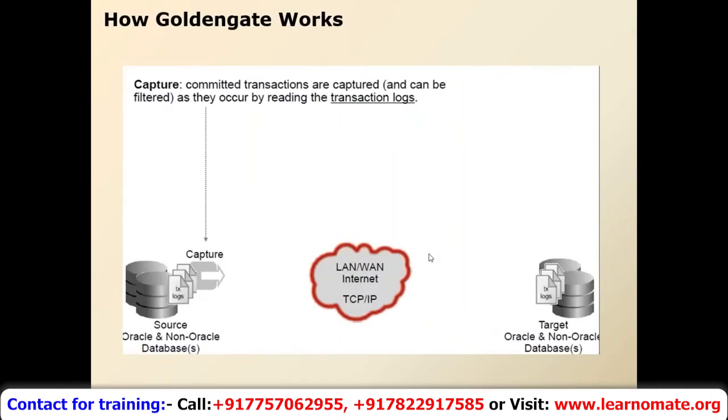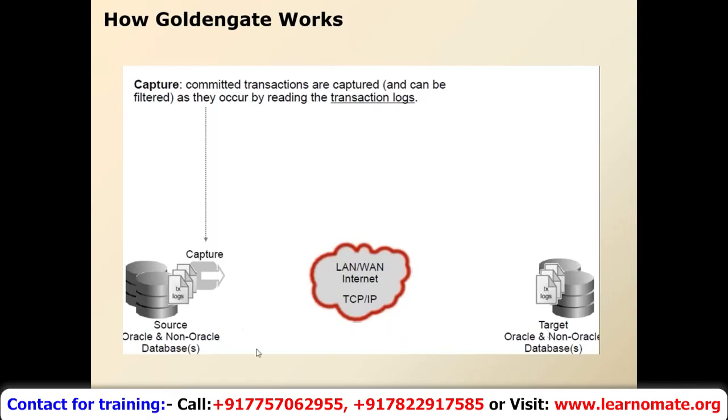So now let us discuss how GoldenGate works. What is GoldenGate? What does the GoldenGate architecture look like? In the GoldenGate architecture, you have a source database and a target database. The source database can be any Oracle or any supported non-Oracle database. Similarly, your target database can be Oracle or any supported non-Oracle database.